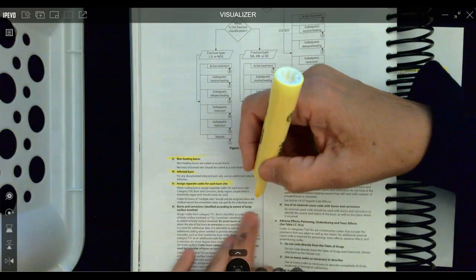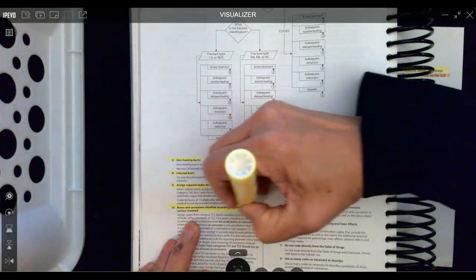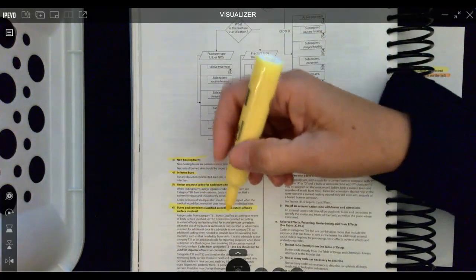Burns and corrosions classified according to extent of body surface. They did mention body surface in our scenario, so we're going to pay attention to this.